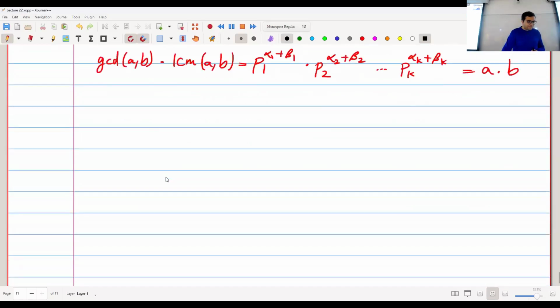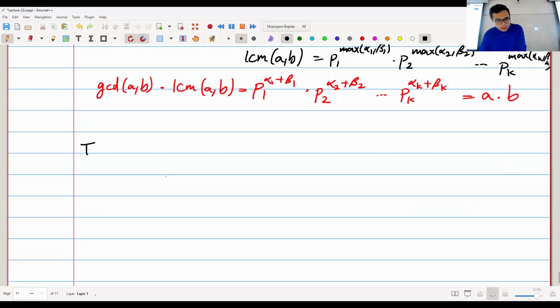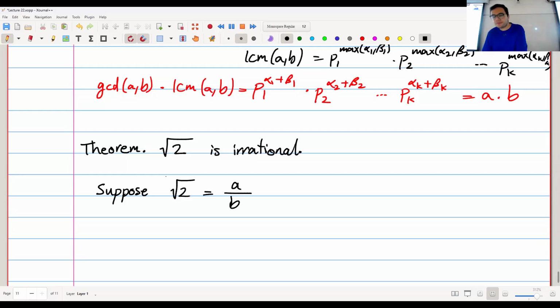One more theorem. And this is a theorem that we have proven before, but we're going to prove it now using this fundamental theorem of arithmetic. Square root 2 is irrational. Why? So we say that suppose square root 2 is not irrational. So square root 2 is A over B, where A and B are positive integers. Then I can just raise both sides to the power of 2. So 2 is A squared over B squared. So 2B squared is equal to A squared.